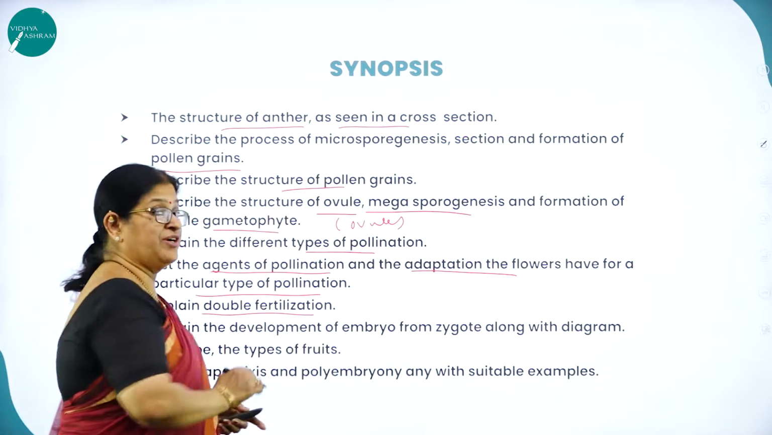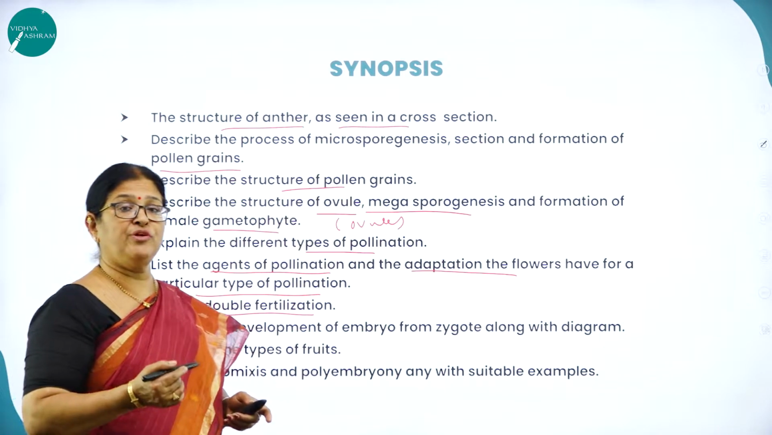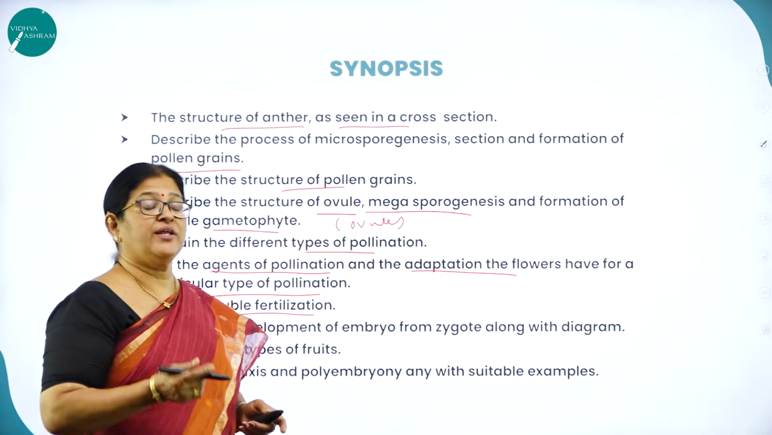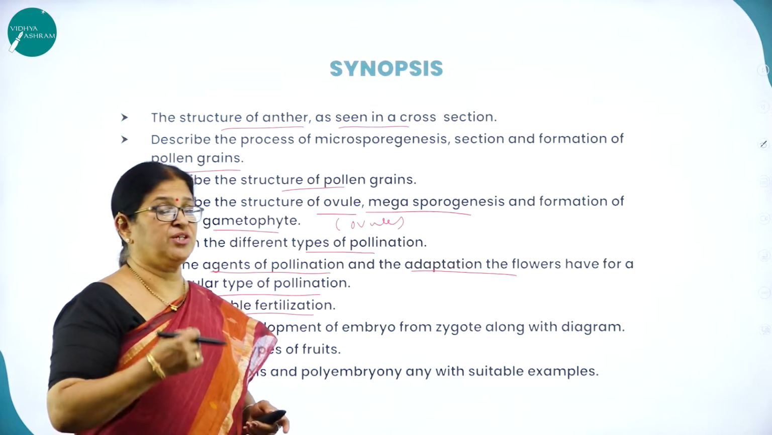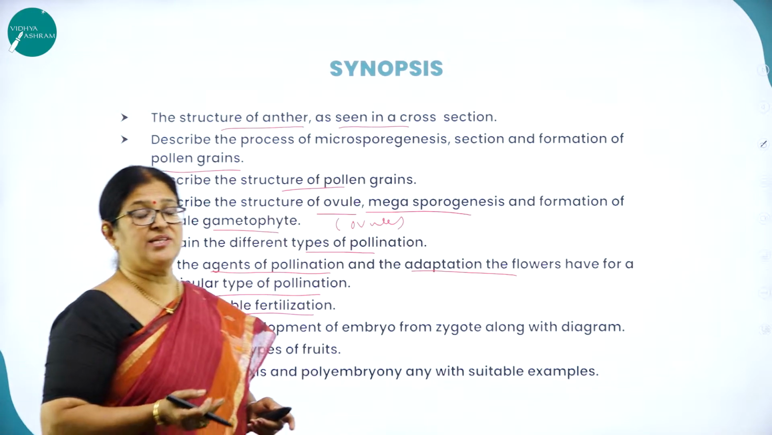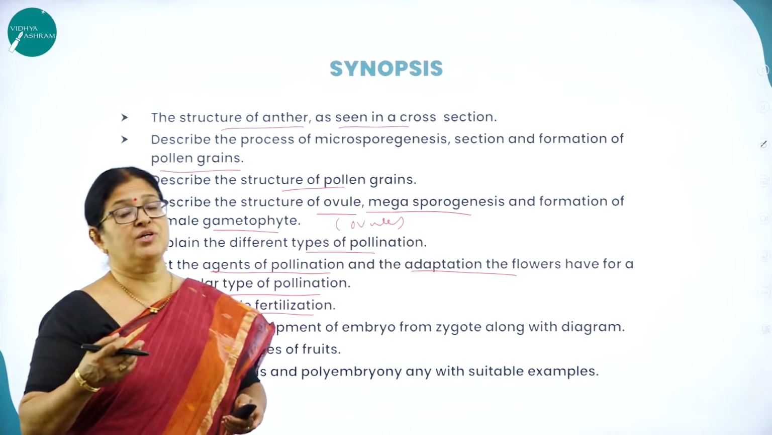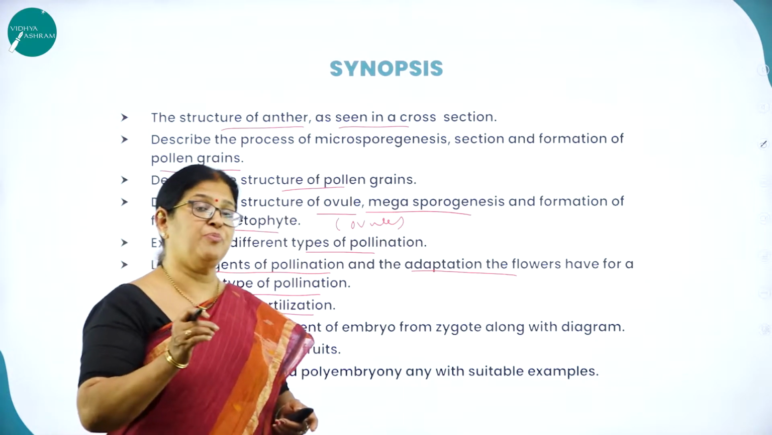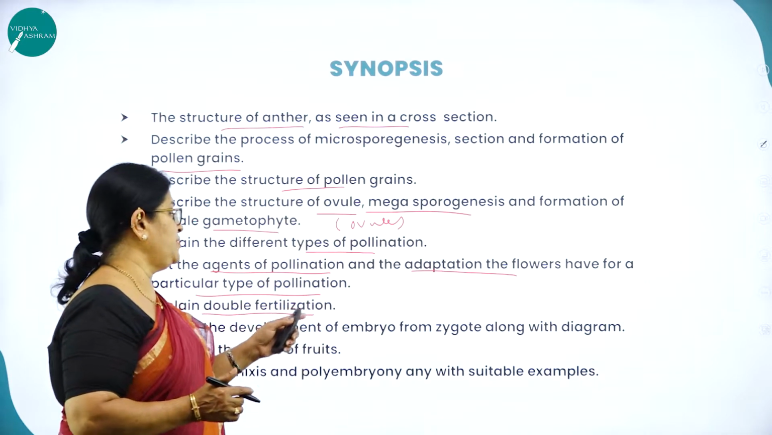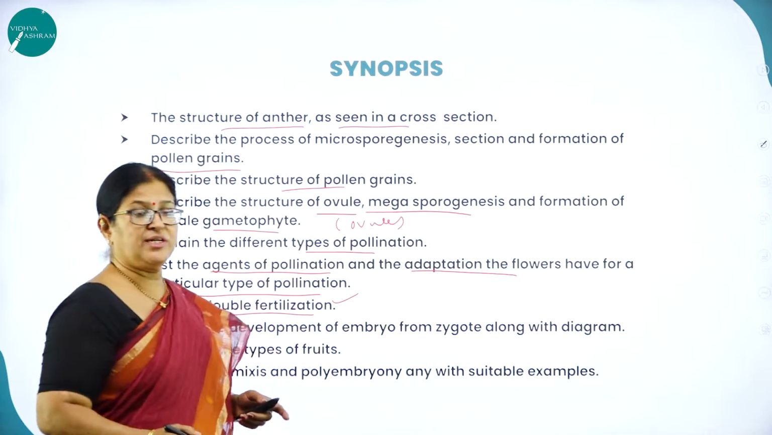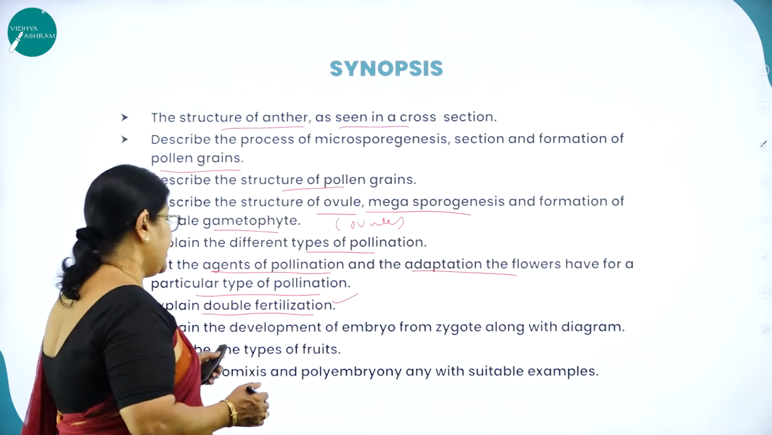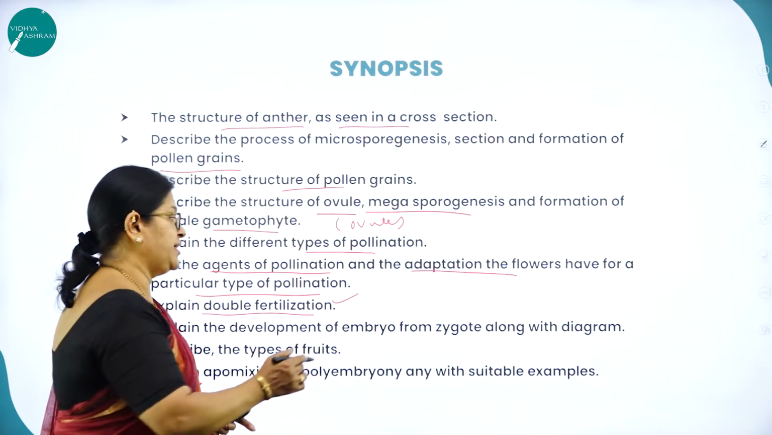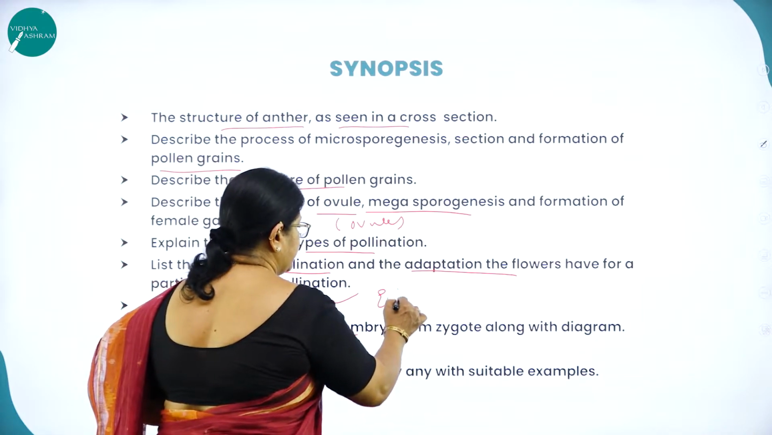Then explain double fertilization. As we know, the ovule contains a 7-cell stage, 8-nucleate stage, where 3 are called antipodal cells, which are towards the chalazal region, and 3 towards the micropylar region, where 2 are synergids and 1 is the egg cell, and in the middle the polar nuclei. All that you will be studying here about double fertilization. Then explain the development of embryo from zygote along with the diagram. That is what we call embryogenesis.